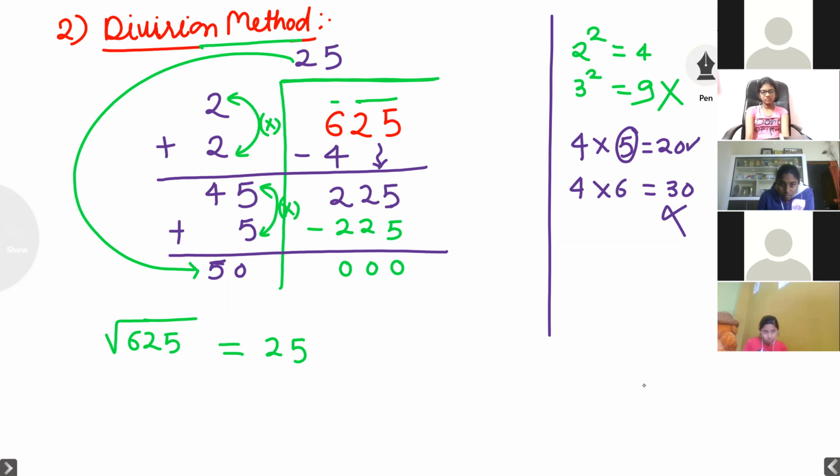This method is a very important method, students. Again, I will explain tomorrow. Don't worry. Any decimal number. This is now like a perfect square number. Sometimes an imperfect number also will be there. Then a decimal number will be there. Then how to find the square root?